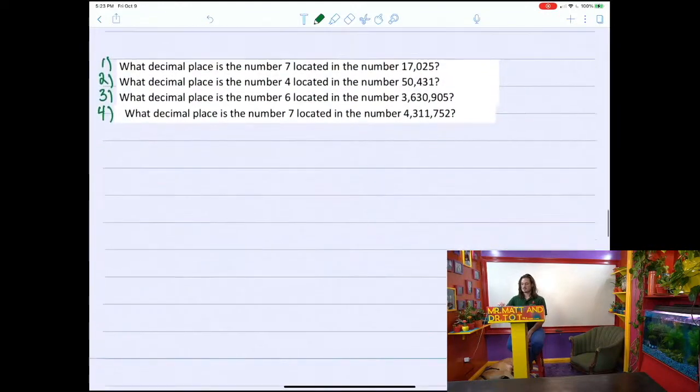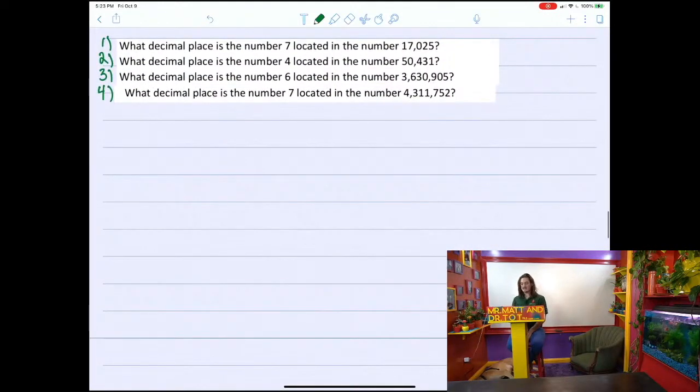Otherwise, I'd like you to look at these 4 problems. I'm going to give you 2 minutes. Please locate or name the decimal place where each of the specific numbers are located in each of those relative values in each question. So 2 minutes.